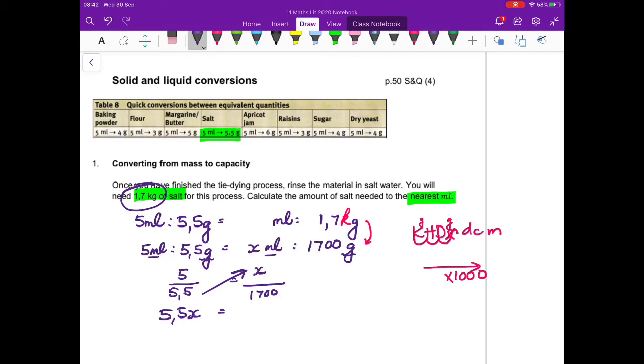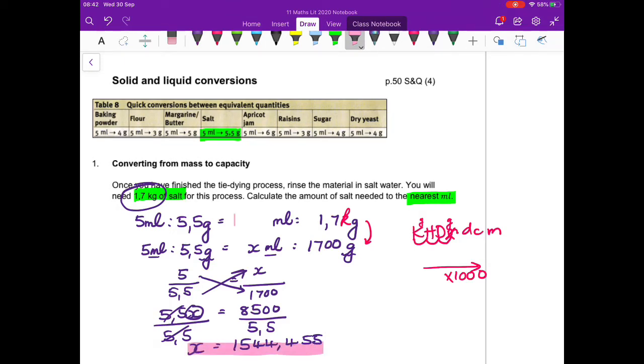5,5X equals, when I do this multiplication, 5 times 1,700 is going to be 8,500. I need X on its own, so I divide this side by 5,5. What I do to the left, I do to the right. I divide by 5,5. That will cancel, so X equals 1,545,455. And remember, we always go back to see what X was.